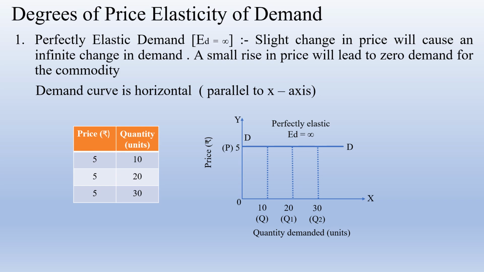The schedule shows the relation of price and quantity demanded. In this case, price is constant. There is no change in the case of price. Then quantity demanded 10, 20, 30. Then the curve, in its graphical representation, the curve is horizontal, that is parallel to x-axis.